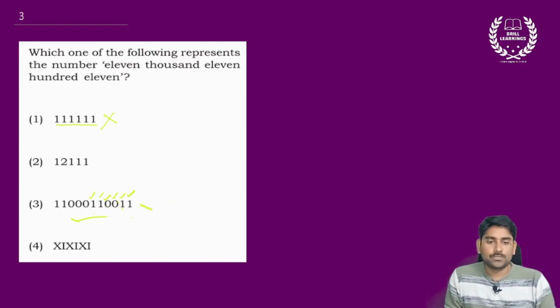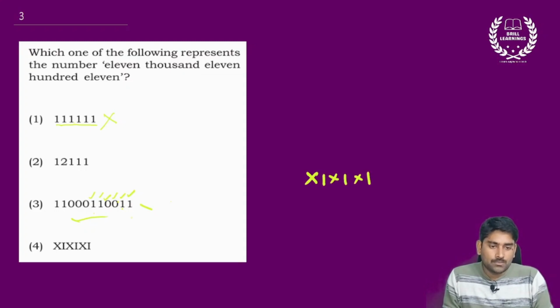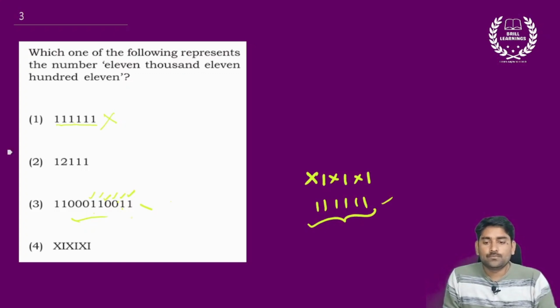Let's check the fourth option. They have given in Roman numbers. Okay. So 11, 11, 11. It is also a 6-digit number. That means it is in lakhs. So it is also not correct. Second one is our answer.